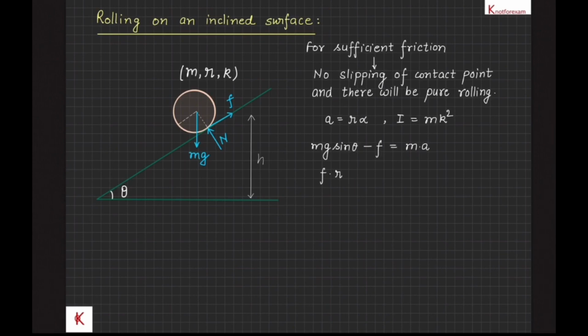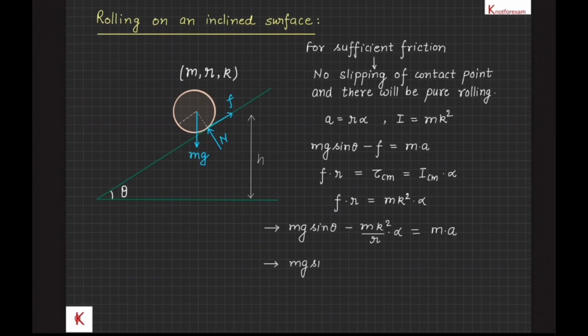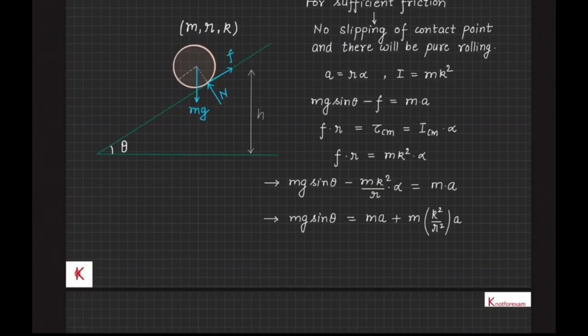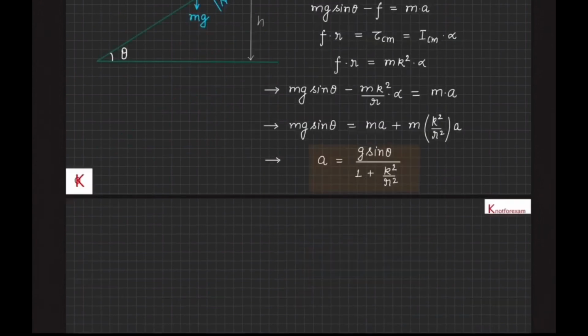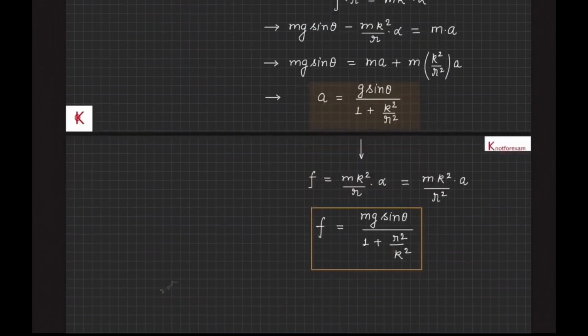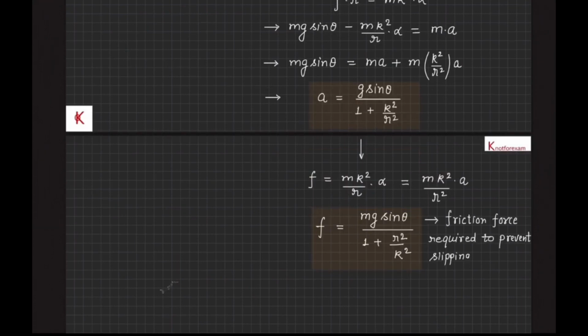And for rotational motion about center of mass axis, torque about center of mass is equal to f into R, that will be equal to I_CM into alpha, or f into R is equal to mk square into alpha. From equation 1, mg sin theta minus mk square by R into alpha will be equal to m into a, and since alpha is equal to a upon R for pure rolling, therefore we get a is equal to g sin theta upon 1 plus k square by R square. And from the above relation, f will be mk square by R square into a, that comes out to be mg sin theta upon 1 plus R square by k square, which is the required friction force to prevent slipping or maintain pure rolling.